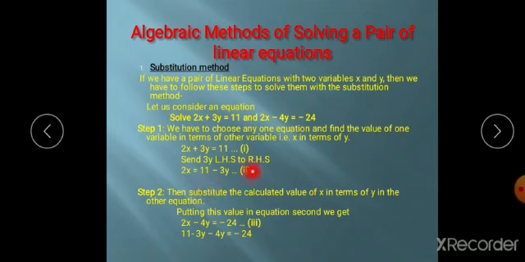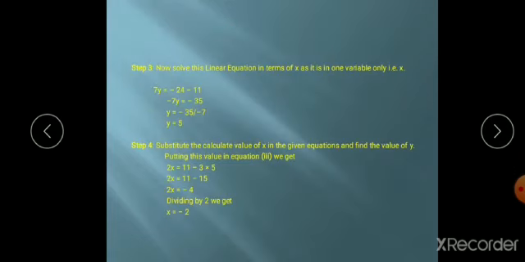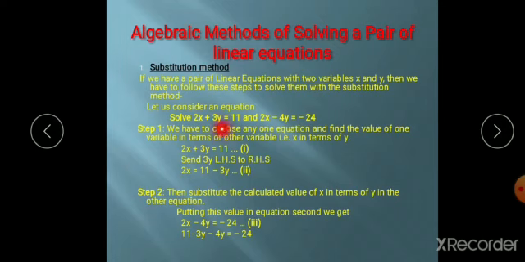Now substitute this 2x in equation 2, 2x - 4y = -24. If you substitute in place of 2x in equation 2, so 11 - 3y - 4y = -24. Then 11 - 7y = -24, so after solving at the end you will get y = 5. This y = 5, substitute in any one of the equations, so you will get the x value as -2.